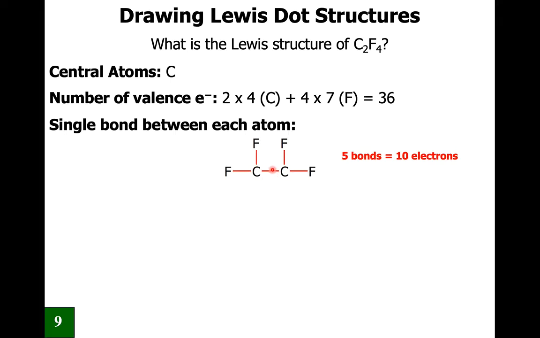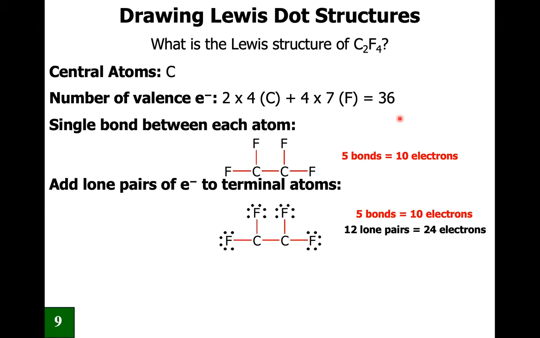I tether those guys together, and then to each of those carbons I attach 2 fluorines. And so in doing so, I've made 5 bonds, and that's used 10 of the 36 electrons. So I'm left with 26 electrons left over. I take now and follow that same process where I go to the outer atoms, 2, 4, 6, 8, 10, 12, 14, 16, 18, 20, 22, 24. I assign those as lone pairs to the outer atoms, and that used 24 of the electrons up. So now 10 plus 24 gives me 34, so I still have 2 electrons to assign.